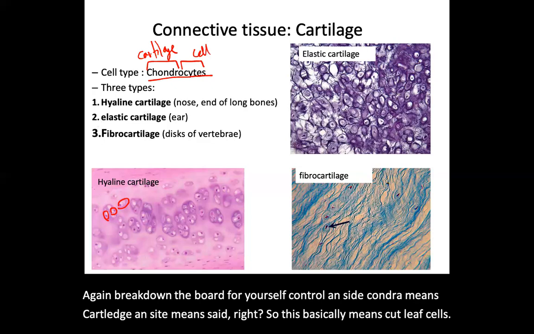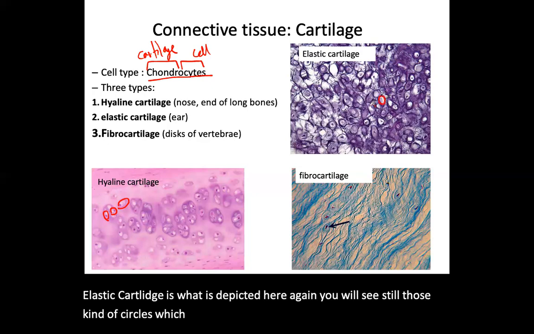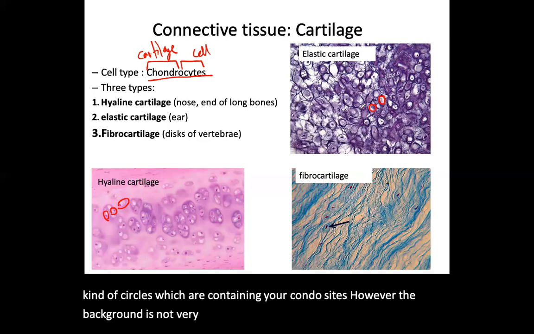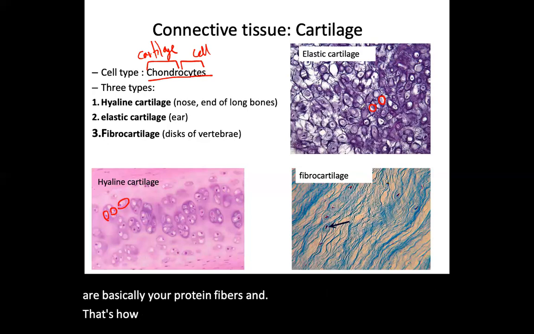Elastic cartilage is what is depicted here. Again, you will still see those circles which are containing your chondrocytes. However, the background is not very clean, right? You have a lot of background which are basically your protein fibers. And that's how we identify your elastic cartilage.